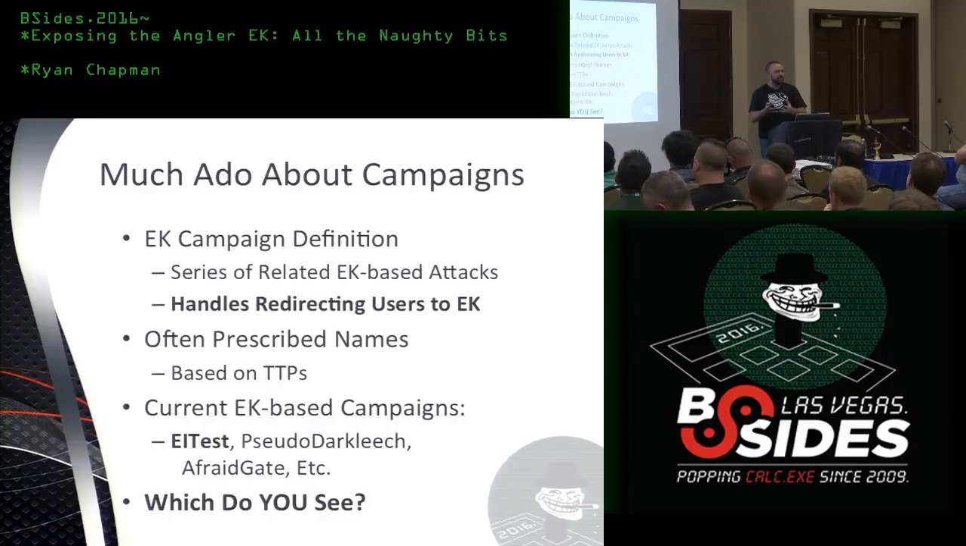The people who run the campaigns are the ones who redirect the traffic to the landing pages, right? So technically, they can be the same as the people who run the backend infrastructure for the landing page and the whole exploit kit, or they can be completely different. So what campaigns are you all seeing in your networks? Are you seeing them? EI test and pseudo dark glitch are like the two common ones.